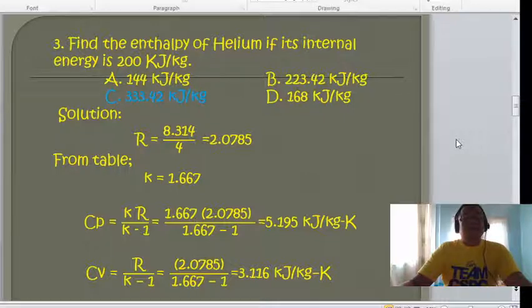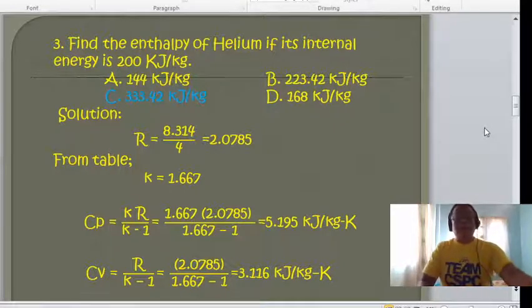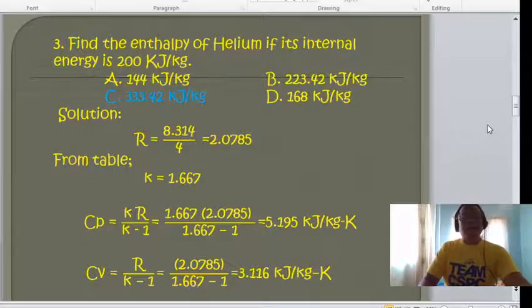Obtained from the table, class, the value of k is 1.667. So actually we can solve this directly. We have a value of R equal to 2.0785, where Cp is equal to kR over k minus 1. We already have k and R. Substituting values, Cp is 5.195 kilojoules per kilogram Kelvin. And for Cv, substituting again, just eliminate k at the numerator, so the value is 3.116 kilojoules per kilogram Kelvin. The ratio, class, of Cp over Cv is just equal to k.